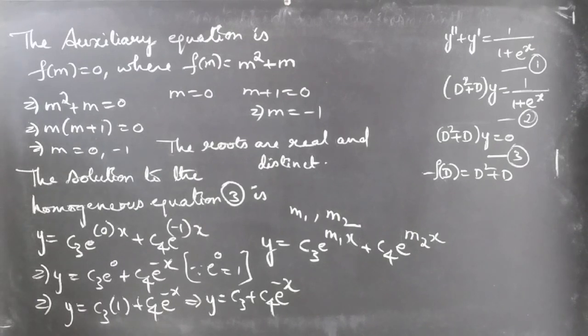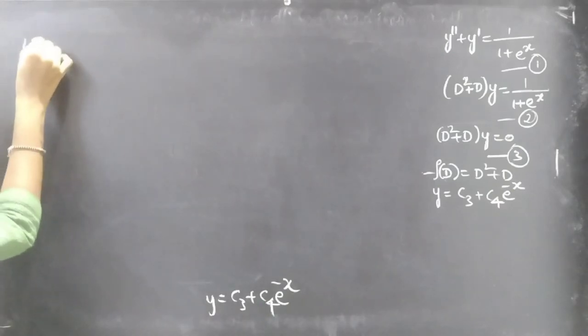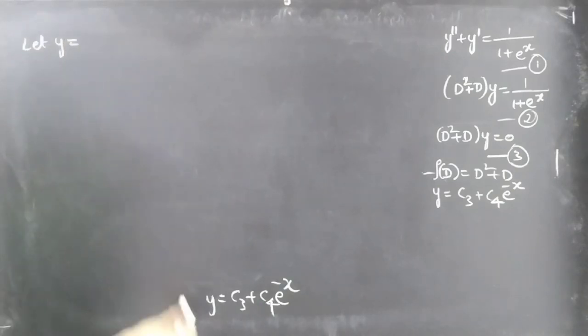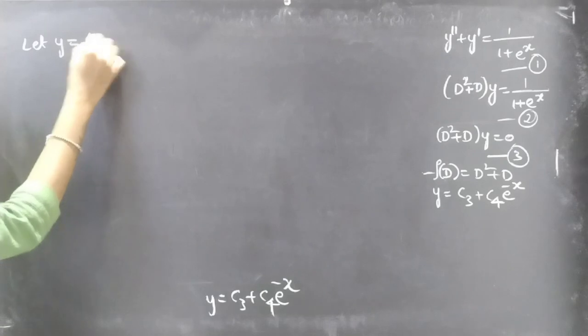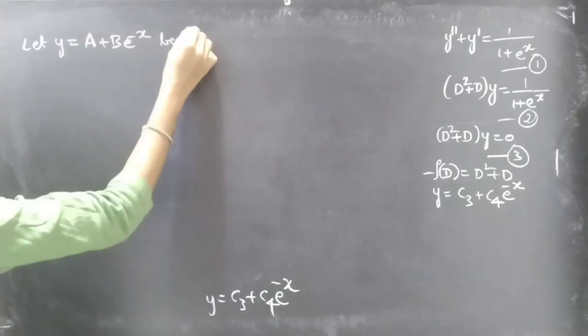Using this solution, we'll write the general solution of 1 and 2 by replacing the parameters with functions of x. Let y equal to, replace the parameters c3 and c4, or constants, with functions of x, a and b. Then we'll get y equal to a plus b e power minus x, be the general solution.